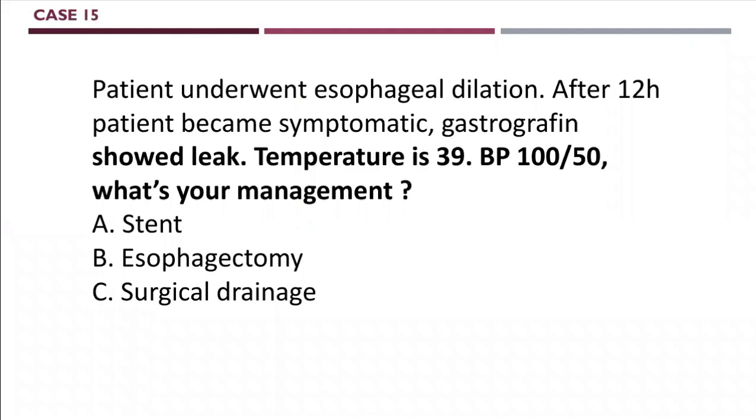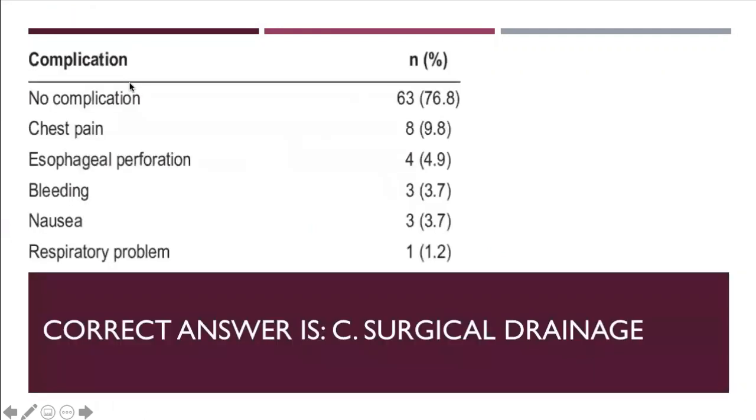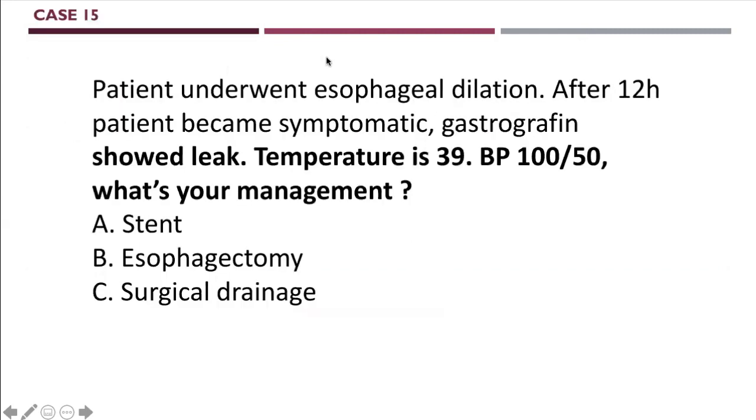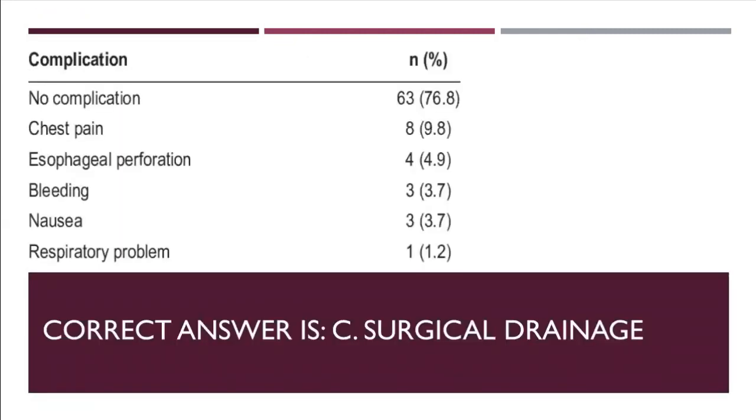Patient underwent esophageal dilatation. After 12 hours, gastrografin study showed a leak, temperature was high, patient hypertensive. What's your management? Stent? Yes. Okay, let's go back. With a potential leak, what to do? Surgical drainage. And these are the complications of the dilatation: perforation, chest pain, bleeding, nausea, and respiratory problems.